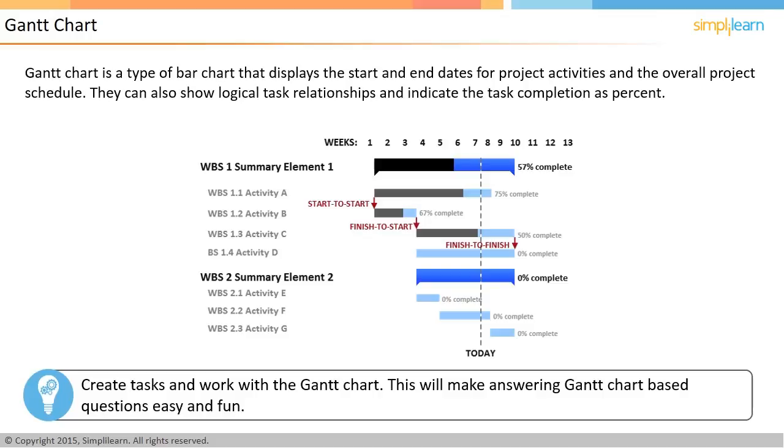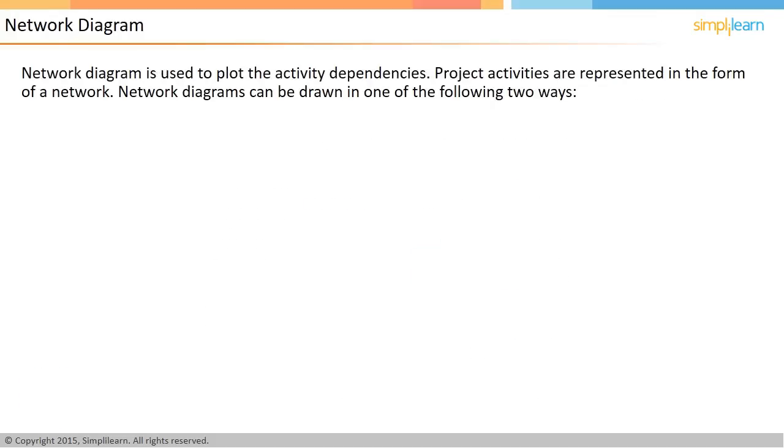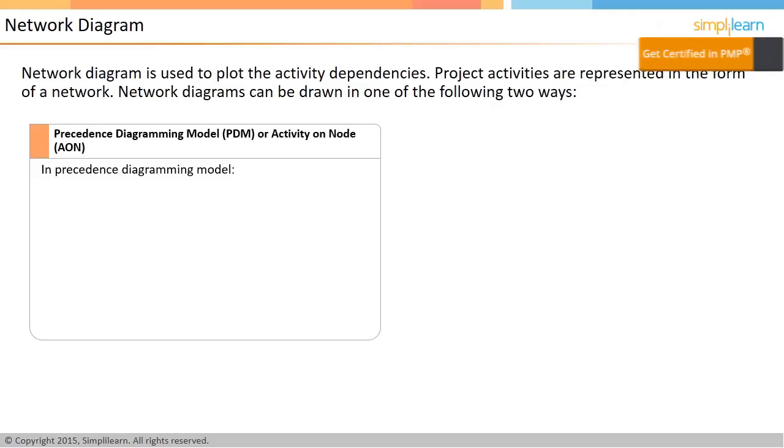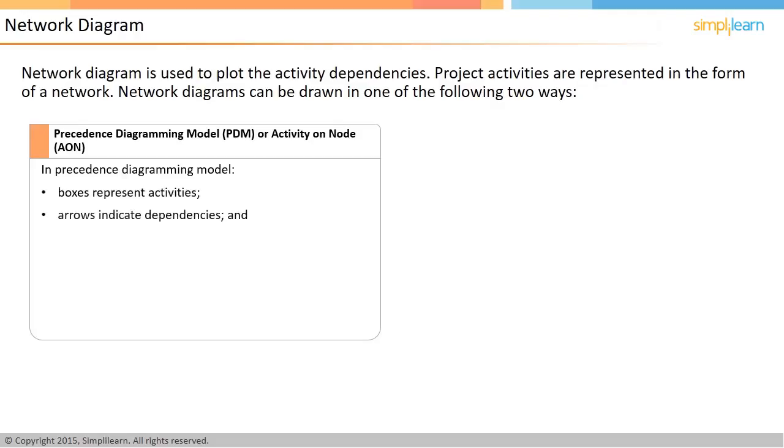In the next screen, let us understand the relationships that exist among project activities. Network diagram is extensively used in the project time management knowledge area to plot the activity dependencies. This is a graphical representation of the project activities in the form of a network. There are 2 ways to draw a network diagram. In Precedence Diagramming Model, PDM, or Activity on Node, AON, boxes represent activities and the arrows indicate the dependency. This type of network can have all 4 types of relationships between the activities.